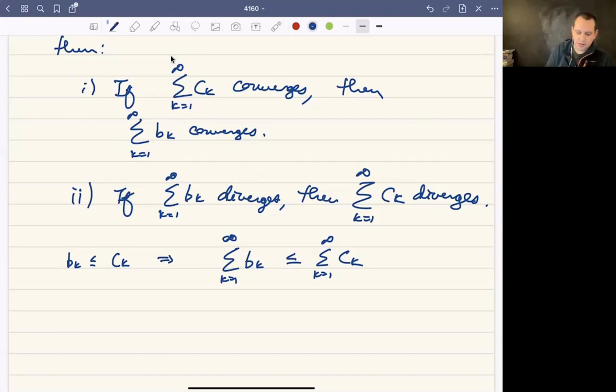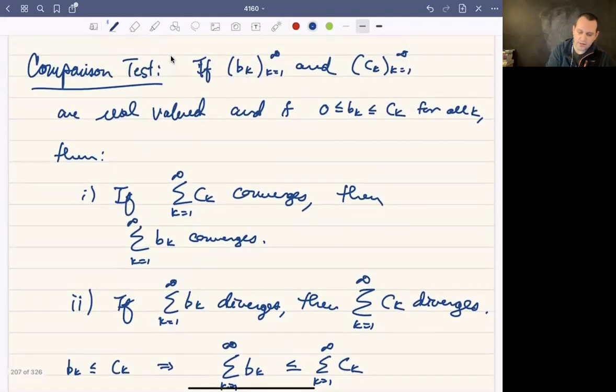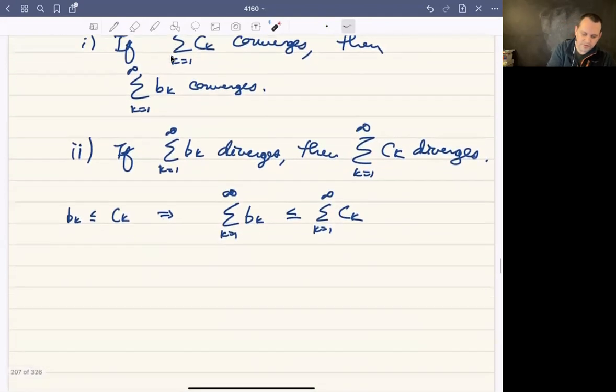Here I forgot to add, oh no, I did it, that b sub k and c sub k are positive real valued sequences. So they're greater than or equal to 0. That part's important. The proof is very straightforward. I'll just give you the proof of 1. That'll give you the idea for the proof of 2. And again, this is going to be a little sketch.